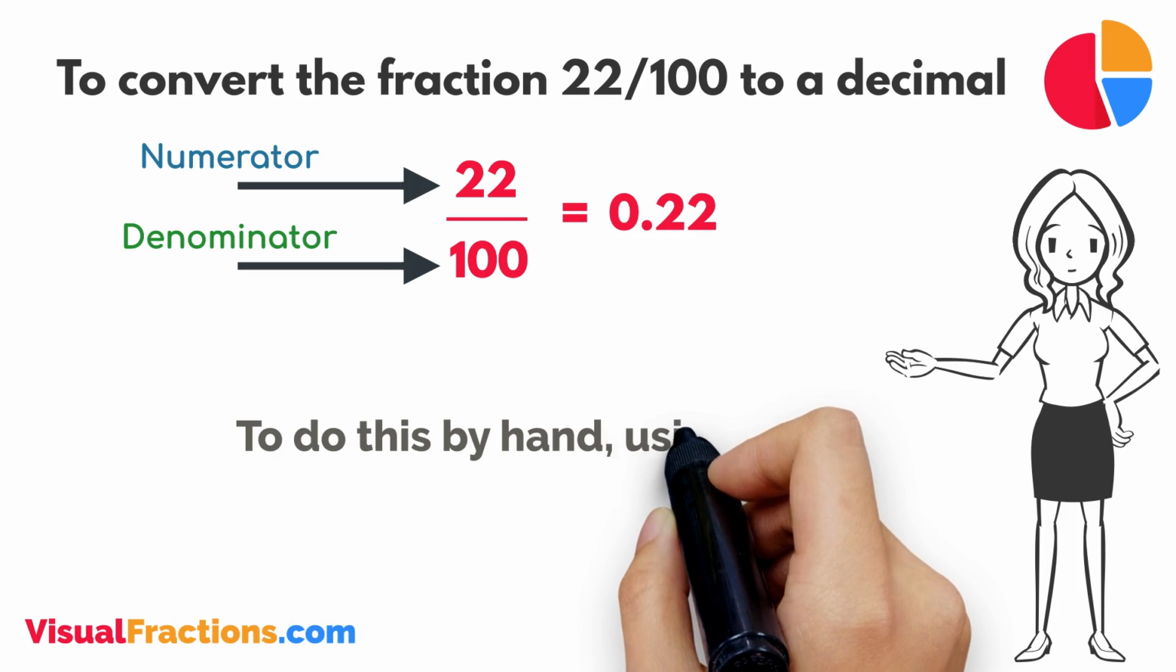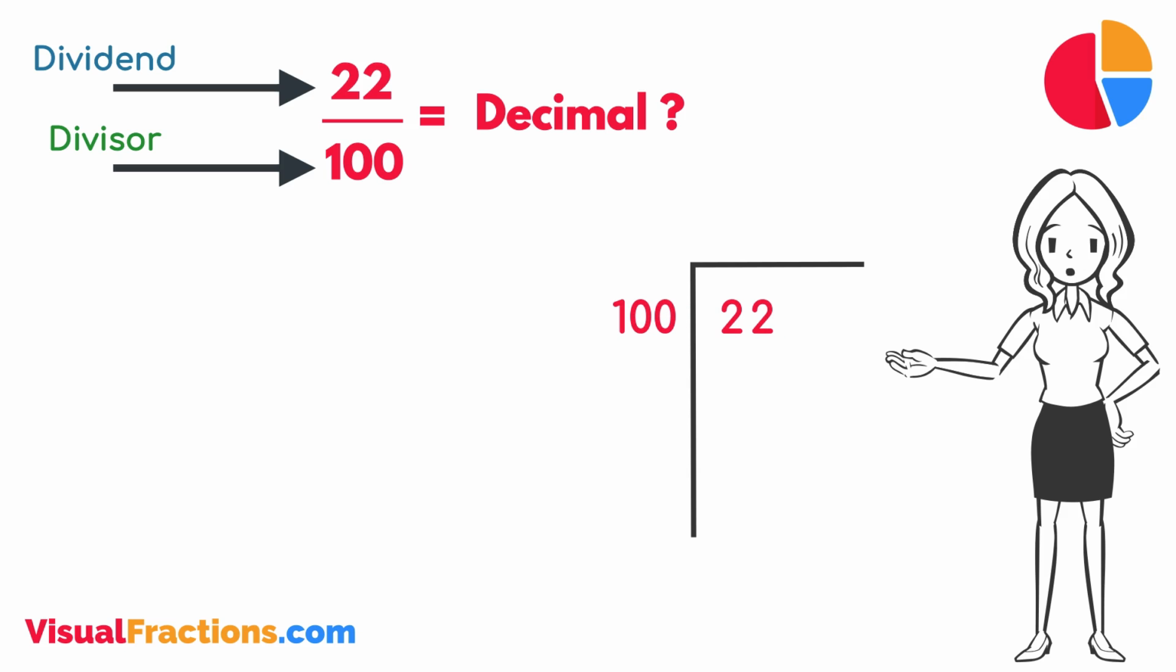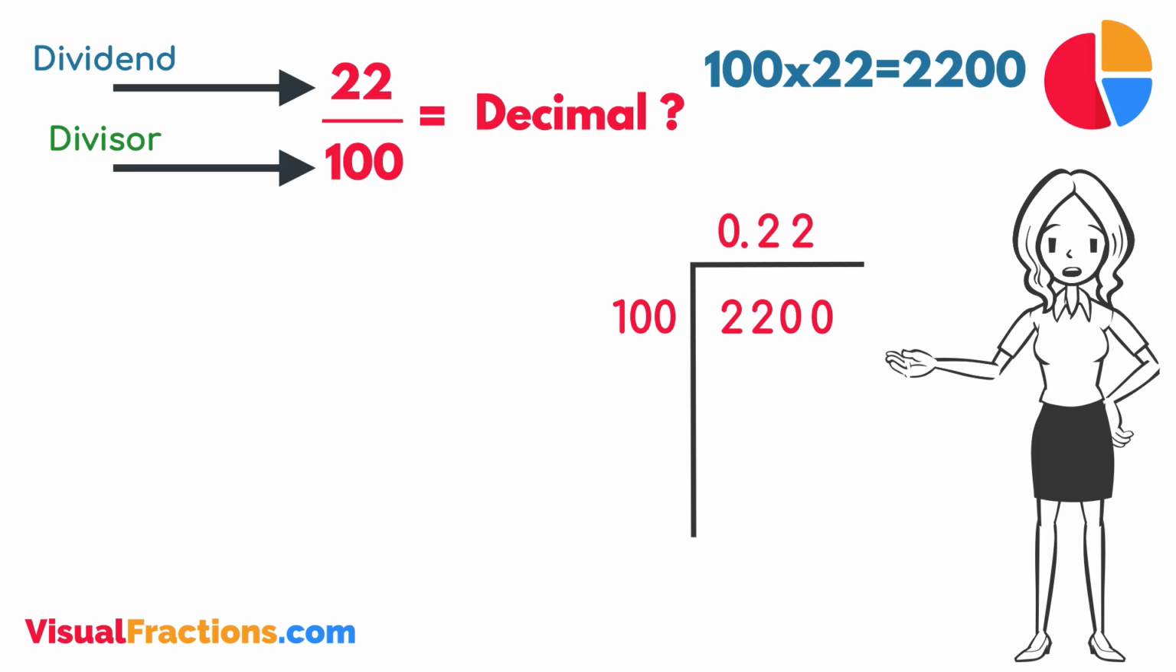To do this by hand using long division, we start by writing 22 as the dividend and 100 as the divisor. Since 100 doesn't fit into 22, we add a decimal point in our answer and append 2 zeros to 22, making it 2200. How many times does 100 go into 2200? Exactly 22 times. We write 22 after the decimal point in the quotient, making it 0.22.